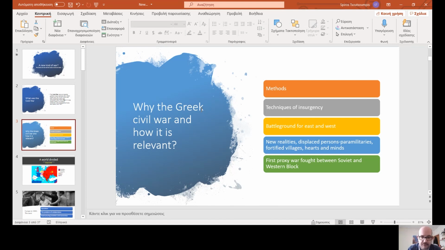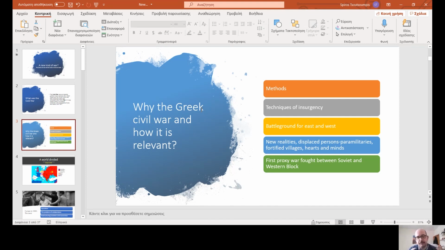On the other hand, the Greek Civil War is very important for the techniques used by the counterinsurgents, by the government. The government used paramilitaries, not just the regular army, but non-state armed groups. It also used techniques such as population displacement, propaganda warfare, and so on. So the techniques used both by the insurgents and the incumbents were something new, and they were replicated in later decades by the various actors that took part in civil wars.